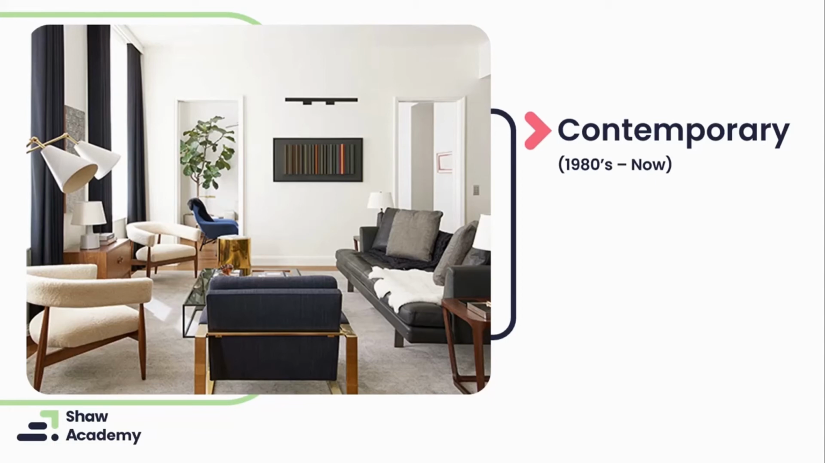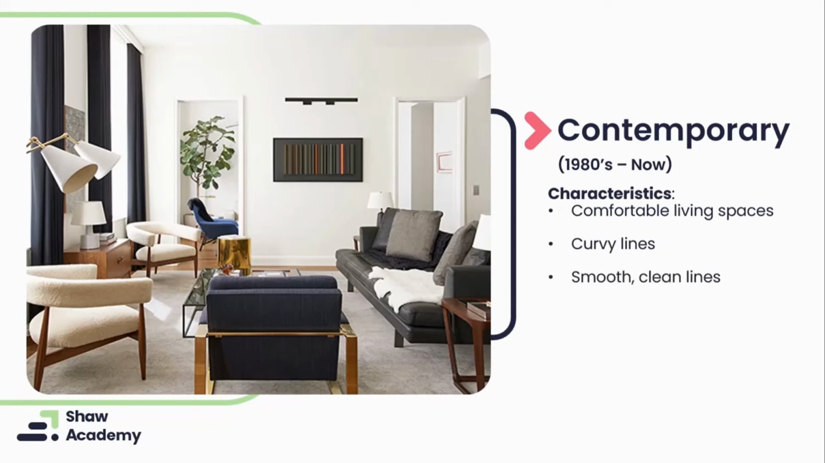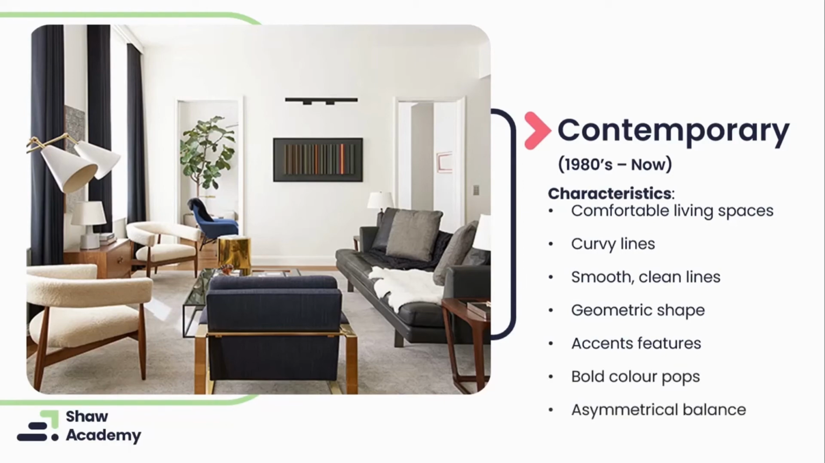Can any of you remember some of those characteristics that we covered in our contemporary style? You can pop your answers into your Morpheus text box. These are some of the characteristics that you should be picking up. Firstly, it's a style that has very comfortable living spaces. Secondly, it's got an inclusion of straight and curved lines. We also see the use of smooth, clean lines within these interiors, plus the inclusion of geometric shapes. There's a lot of use of accented features in the space through the use of bold coloring and asymmetrical balance.